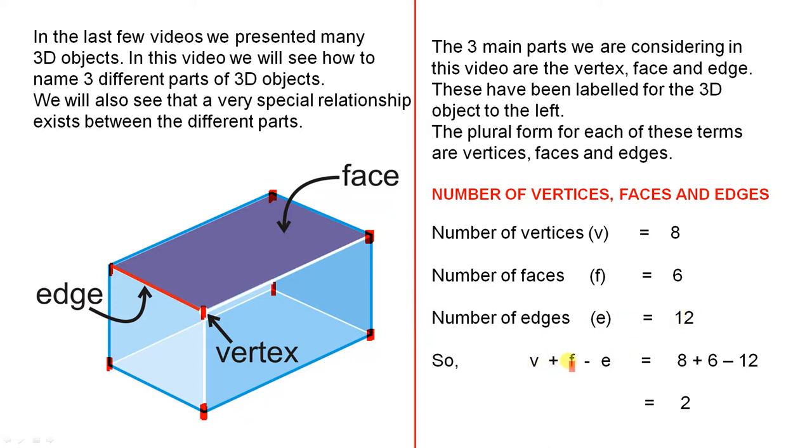So V plus F minus E. We're going to look at this very simple expression here. The number of vertices plus the number of faces minus the number of edges, which is 8 plus 6 minus 12, which is 14 minus 12 is 2. Let's have a look at some more on the next slide.